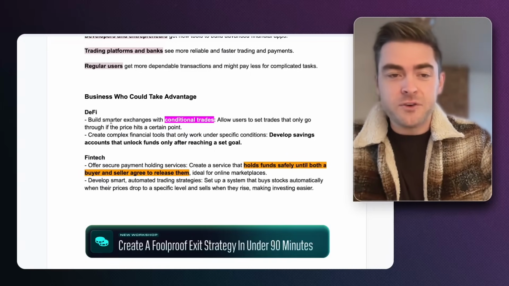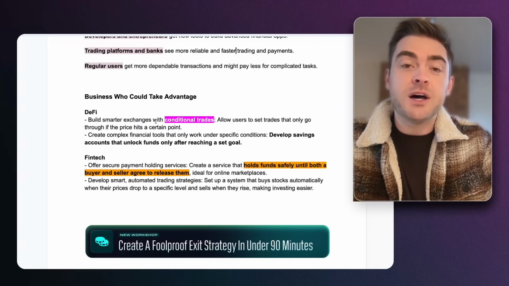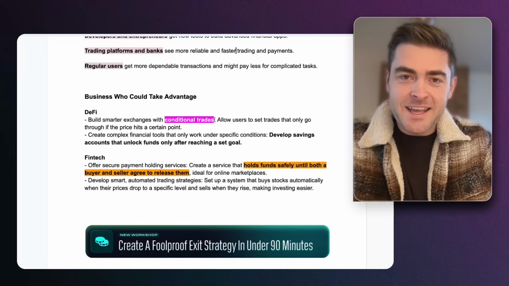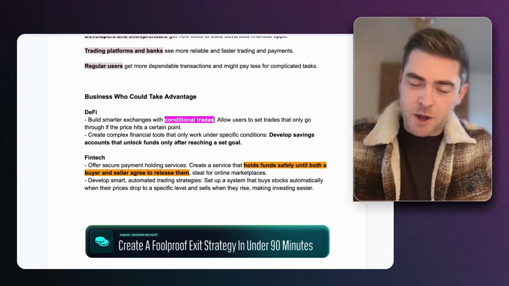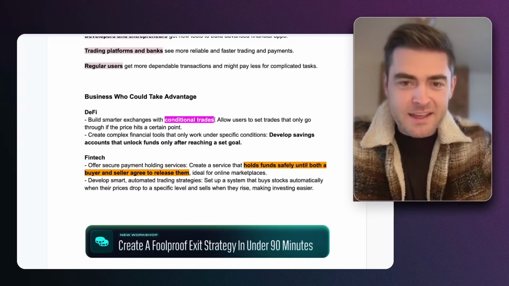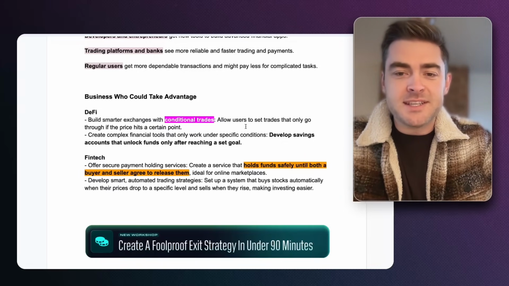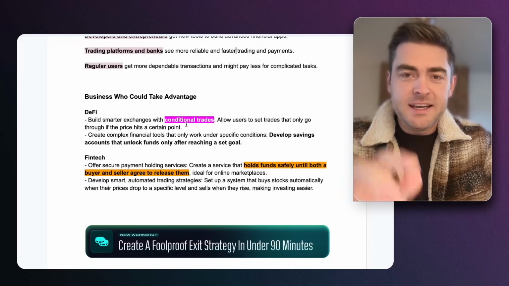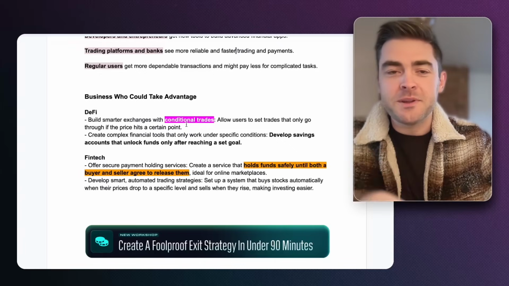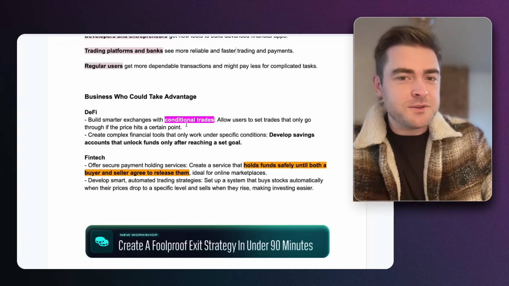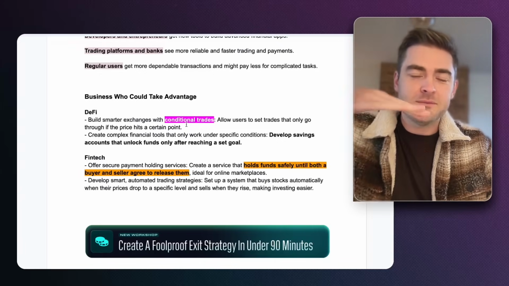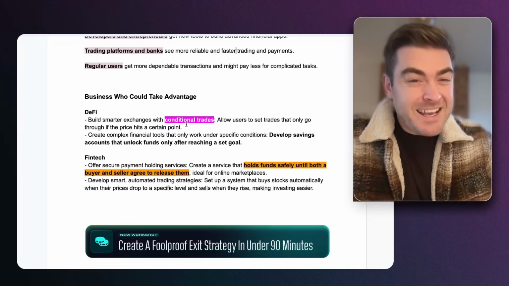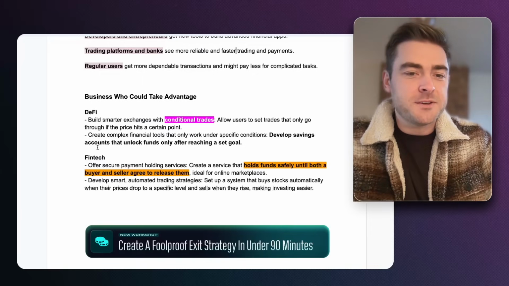So DeFi platforms will be able to build these smarter exchanges with conditional trades. Imagine trading and smart contracts. And that allows users to set trades that only go through if the price hits a certain point. Now, that's the part that you'll all be thinking, well, isn't that just trading? Like you set a limit order, and when the price hits a certain level, it takes an action. Yes, but no. And that's what I'm going to get into.